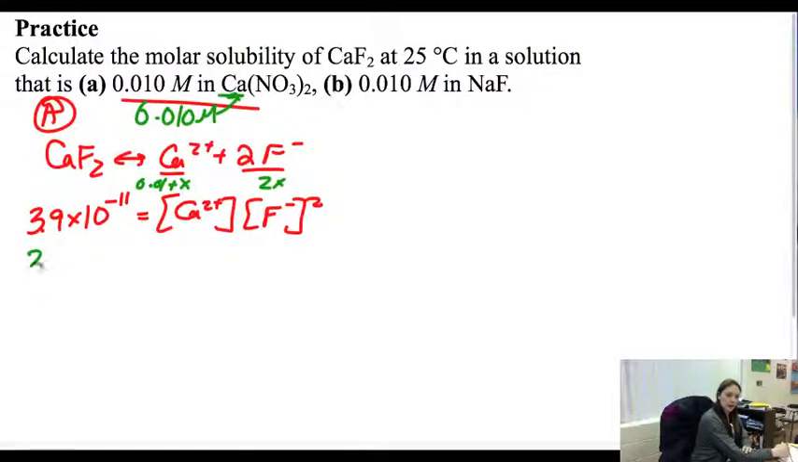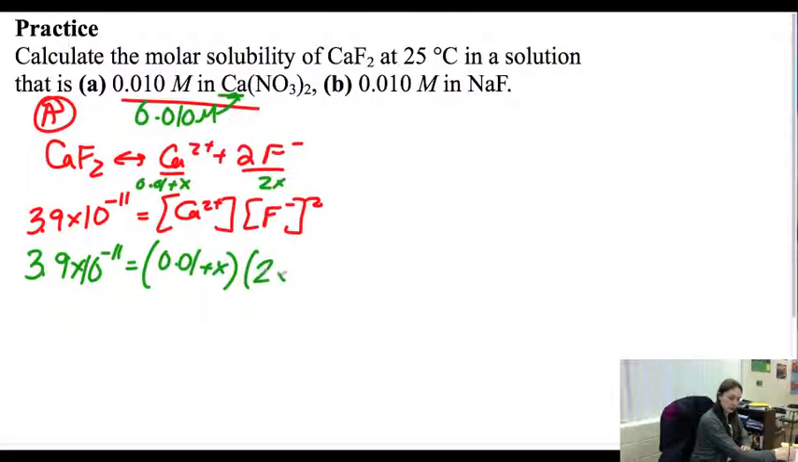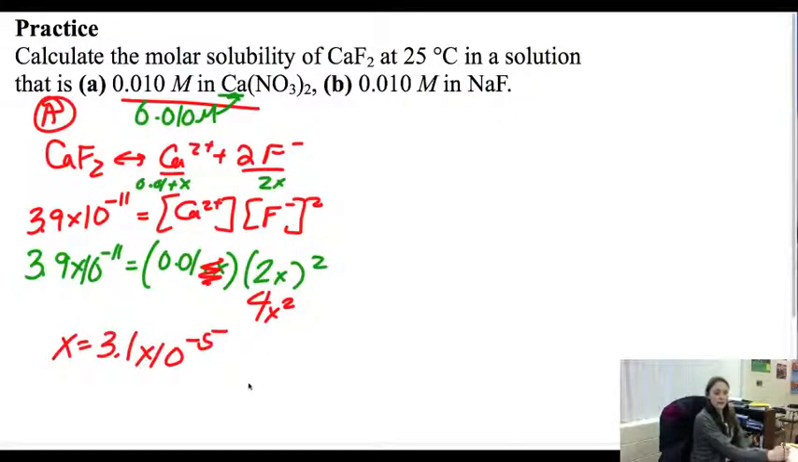So I have 3.9 times 10 to the negative 11th. That's going to be my calcium ion concentration, which is 0.01 plus X, and then I have my 2X squared. Well, I really don't care about the 0.01 plus X because this is a very small K, so I get rid of that. So I in essence just have 0.01 times 2X squared. Solve for my X, remember this is going to make 4X squared. Times that, I'm going to end up with an X value of 3.1 times 10 to the negative 5th. And that is my X.